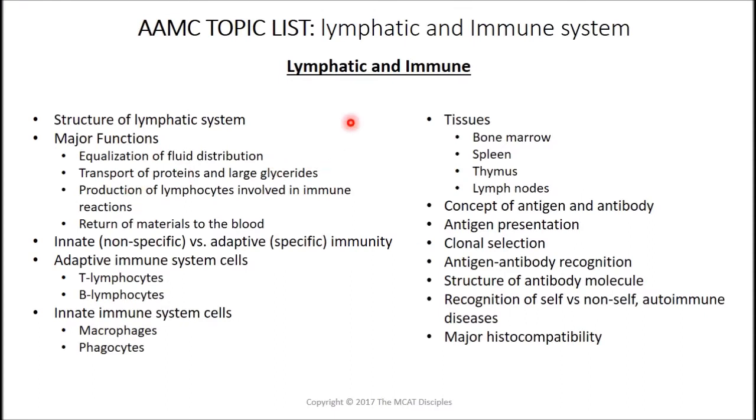Okay, this is the AMC topic list. We're going to break this up into two lectures, Innate Immunity and Adaptive. Today we'll begin with a general overview of immunity, and then we'll get into innate immunity. Then next lecture we'll do adaptive.